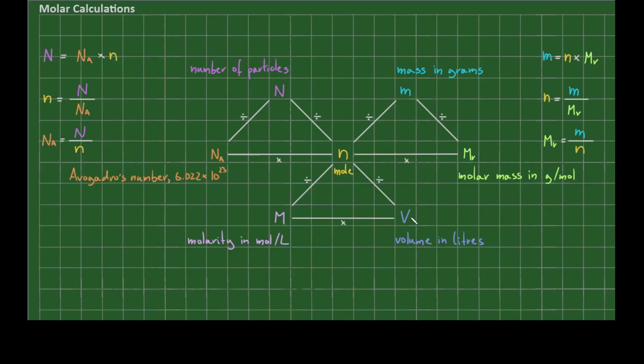We would do the same thing for the last triangle, the one that uses molarity and volume. Let me do that quickly. So based on the triangle, molarity equals number of moles over volume. On the other hand, number of moles equals molarity multiplied by volume. And if I wanted to calculate the volume, it would be number of moles over the molarity.